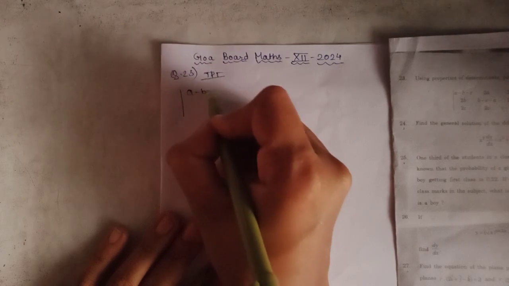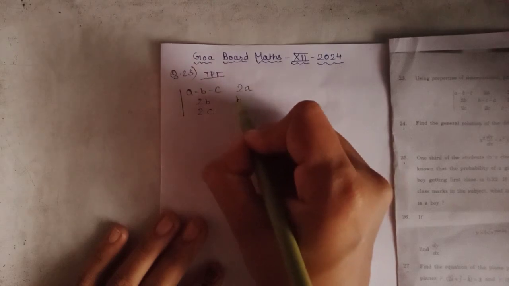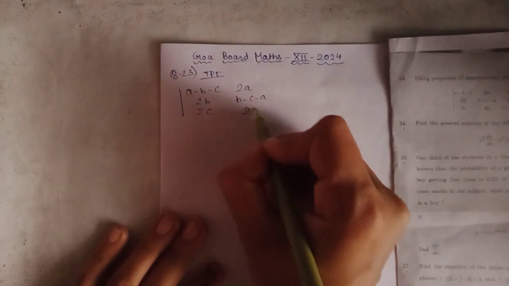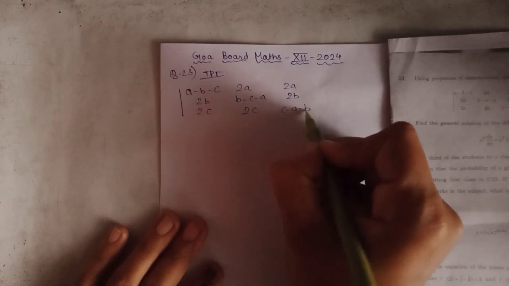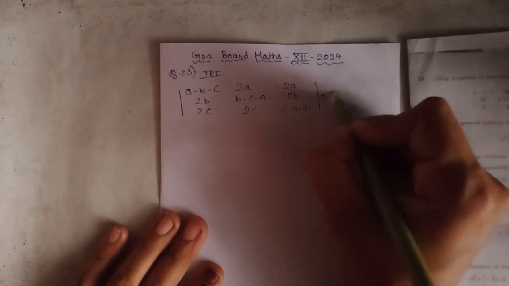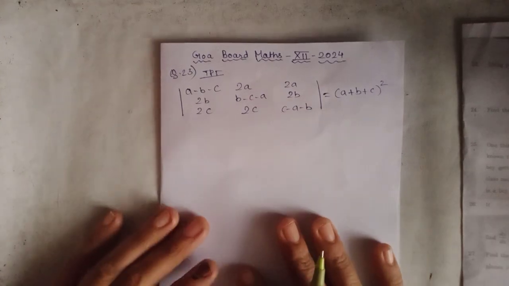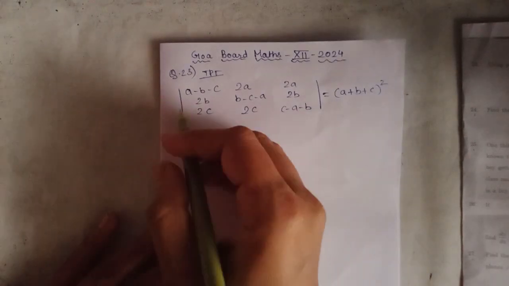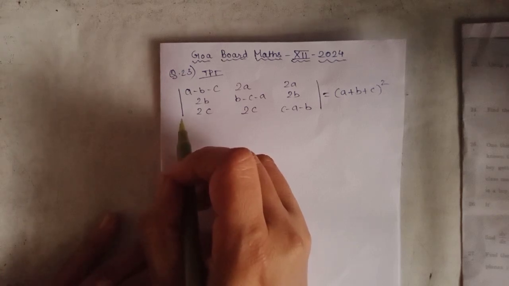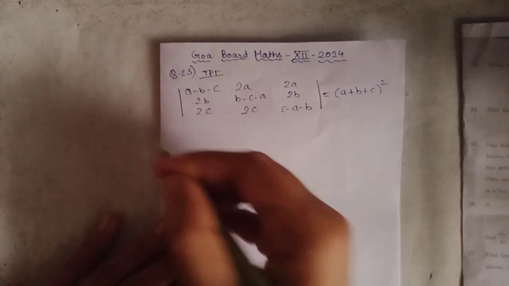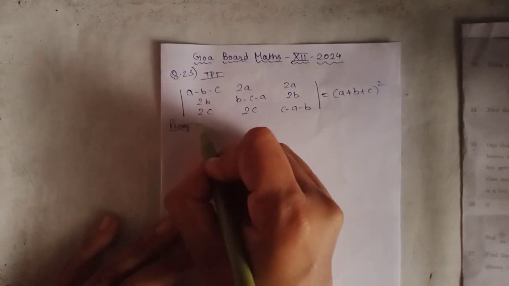determinant of ... equal to (a plus b plus c) the whole square. Okay, so to prove this we have to use properties of determinants and row column transformations. Okay, so let's start with LHS.